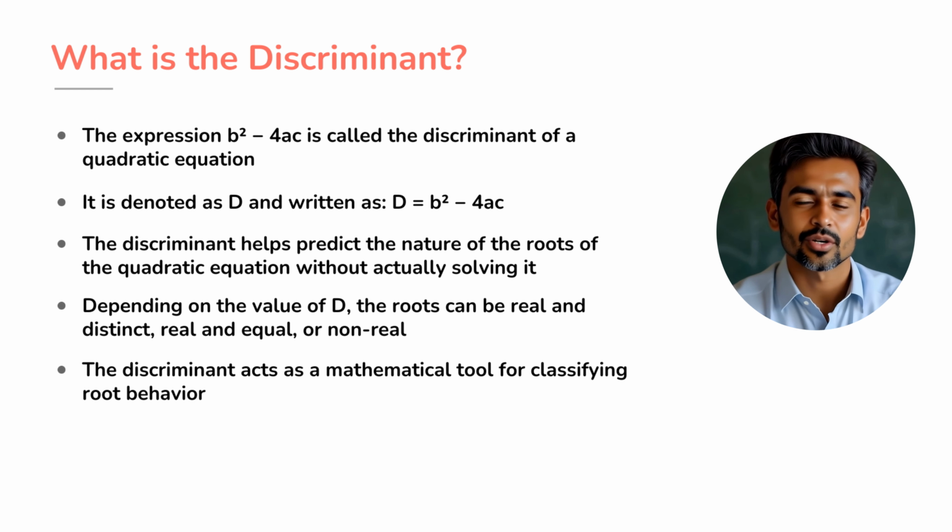So why is it called the discriminant? Because it literally discriminates, or tells apart, the types of roots, whether they are real or imaginary, equal or distinct. Now, depending on whether this discriminant is positive, 0, or negative, we get different kinds of roots. Let's explore each case one by one.